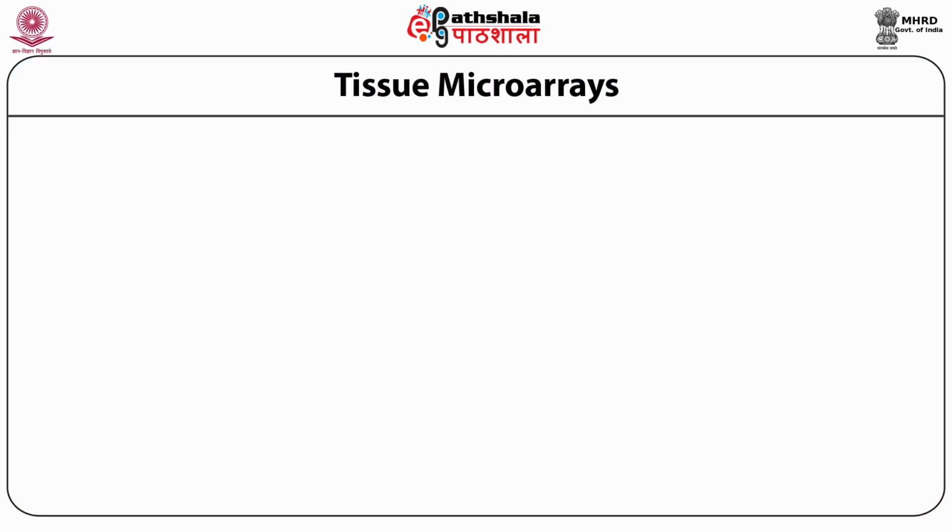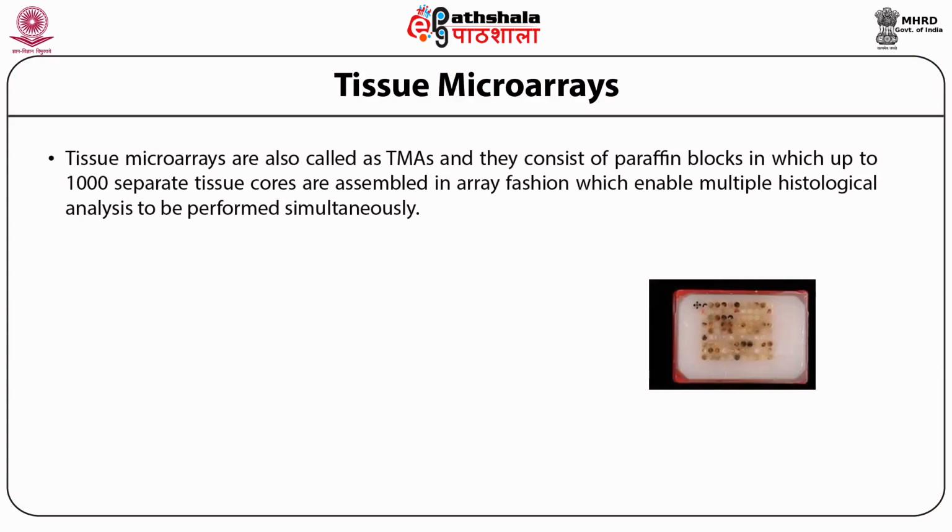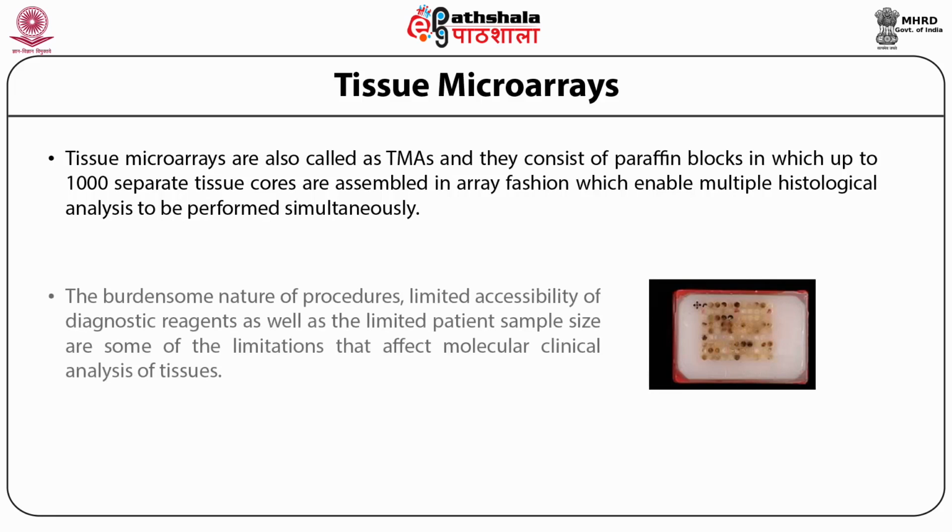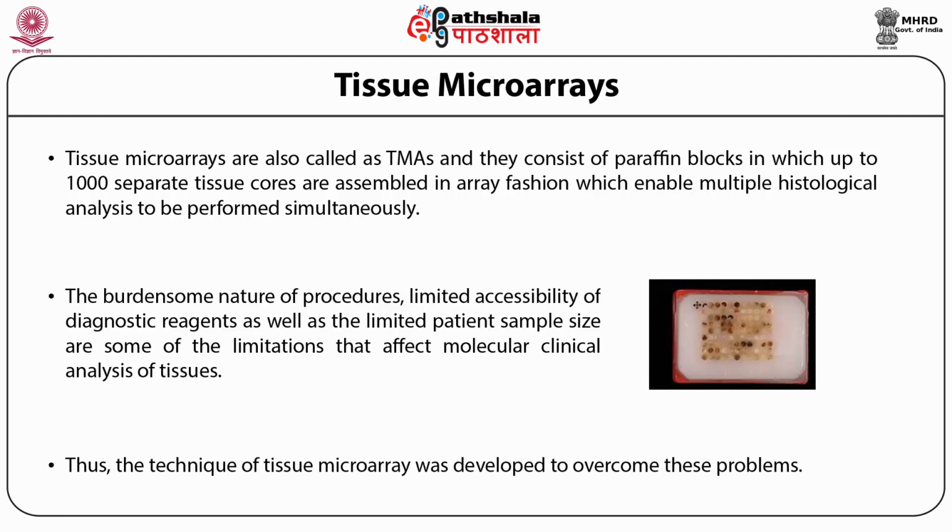Tissue microarrays. Tissue microarrays are also called TMAs, and they consist of paraffin blocks in which up to 1,000 separate tissue cores are assembled in an array fashion, which enable multiple histological analyses to be performed simultaneously. The burdensome nature of procedures, limited accessibility of diagnostic reagents, as well as the limited patient sample size are some of the limitations that affect molecular clinical analysis of tissues. Thus, the technique of tissue microarray was developed to overcome these problems.